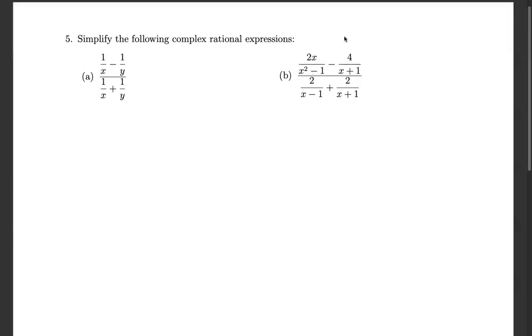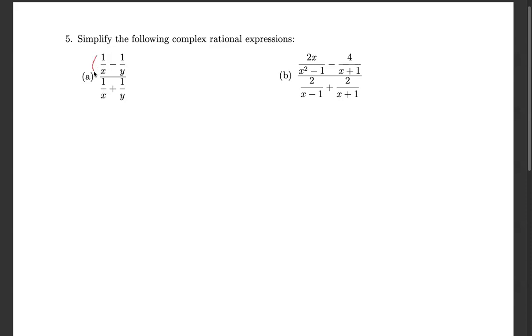Actually, that's question 5. Somehow I was not able to get it. So 5a, 5b looks like a complicated expression. So let's really understand what's going on here.